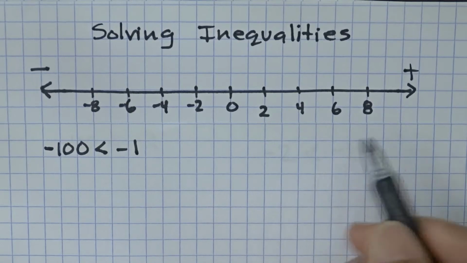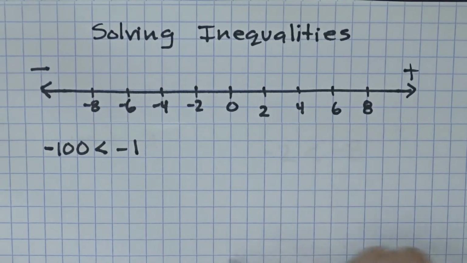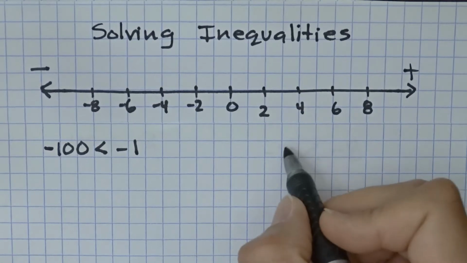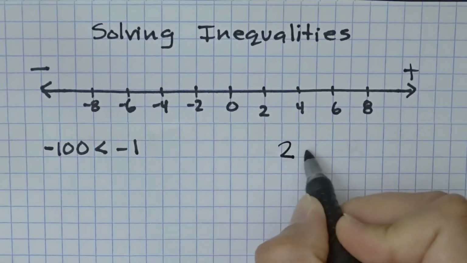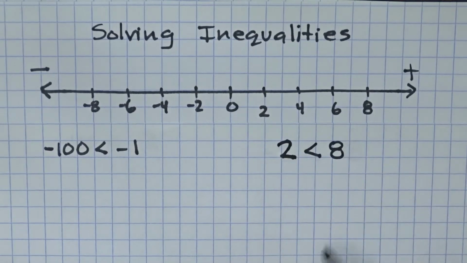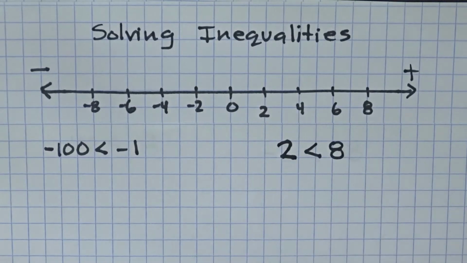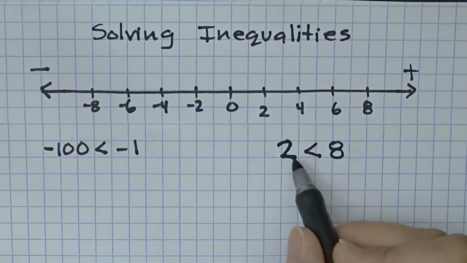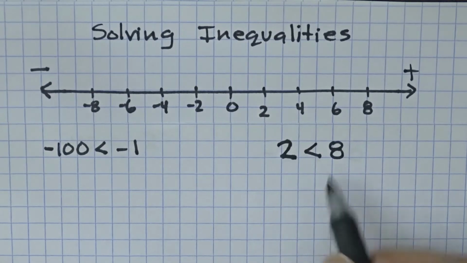And I want to also point out some facts that we're going to need to use before we solve inequalities. Let's start with something that we know is true for sure. 2 is less than 8. So 2 is less than 8 in positive world, everything's fine. The larger digit is large, the smaller one obviously small.